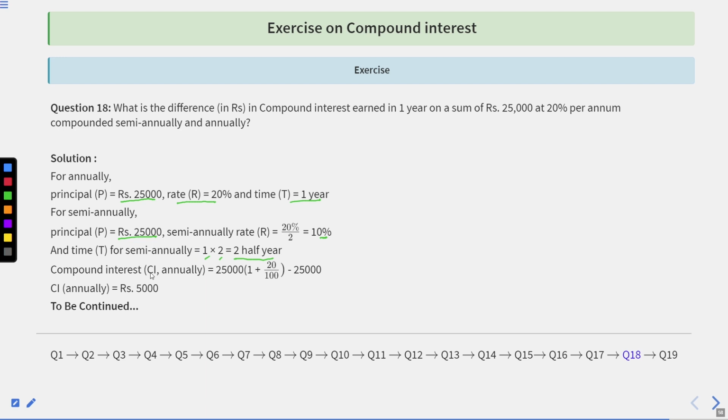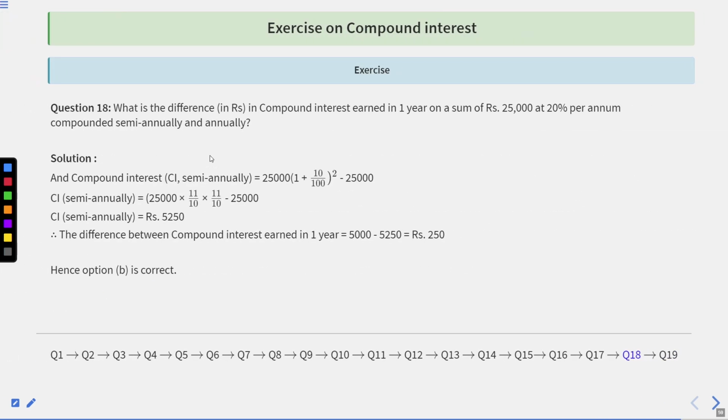The compound interest annually will be 25,000 times (1 plus 20 upon 100) minus 25,000, which is 5,000. The compound interest semi-annually will be 25,000 into (1 plus 10 upon 100) whole square minus 25,000, which will be 5,250. So the difference between the compound interest earned in 1 year will be 250 rupees. So the option correct here is option B.